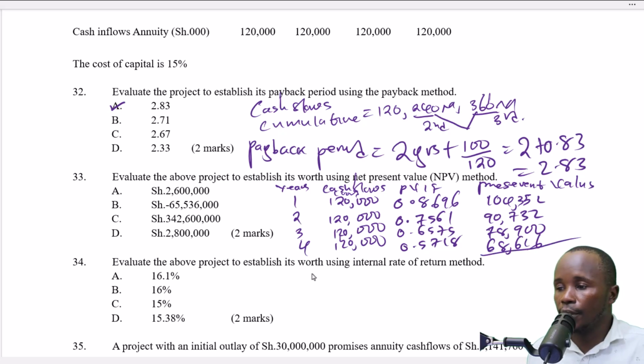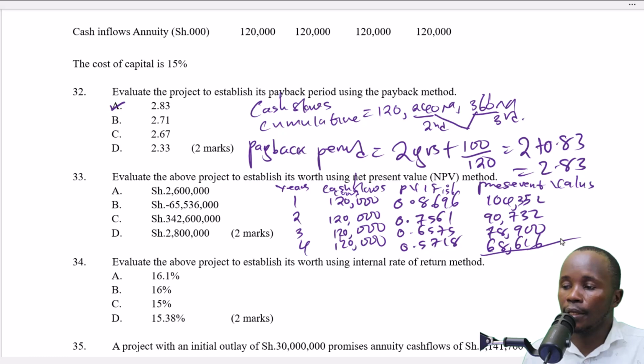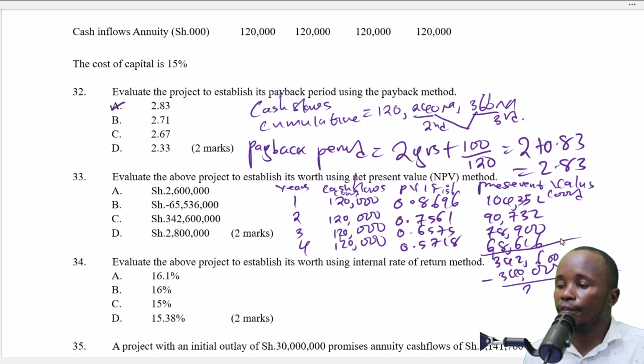When you add all this, take your calculator. I hope you're getting what I'm doing here. I'm taking the present values as the cash flows times the present value interest factor, and this present value interest factor is at 15% because the cost of capital is 15%. Add all this and you find it is 342,600,000. These are in thousands. So minus the initial outlay or initial investment of 340 million, it means that the net present value is 2.6 million.